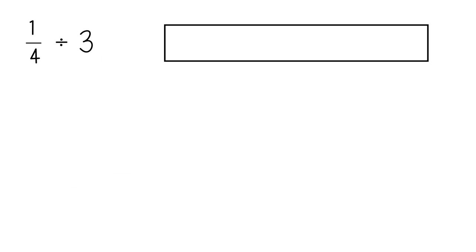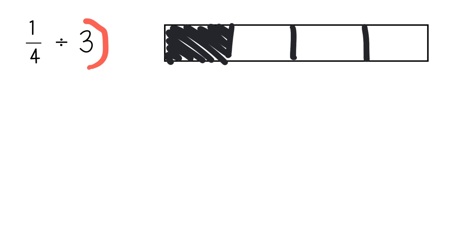Our problem says 1/4 divided by 3. If I have 1/4 of a cookie, and I'm going to divide that between 3 people, I'm going to get a fraction that is smaller than 1/4. Okay, so let's start. I have my whole right here. I need to represent 1/4. 4 equal pieces and shade 1. There's my 1/4. Now I need to split each of my 1/4 for the whole thing into 3 pieces.